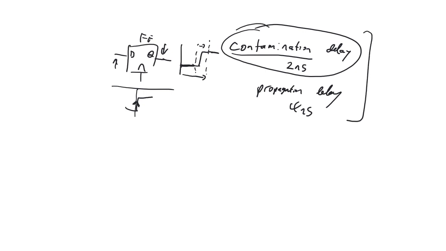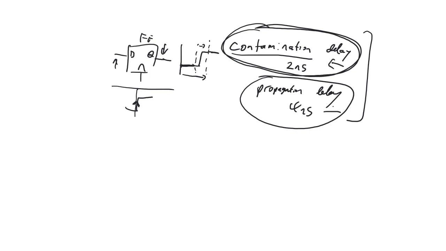The output doesn't change for at least this amount of time, and the output is going to be correct before this time has elapsed. These times can't be known exactly, they are just promises. The flip-flop promises not to change its output within 2 nanoseconds, and it promises to have the correct output after 4 nanoseconds in this case.